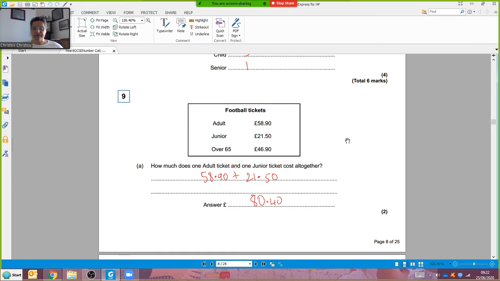Now we're going to do some football tickets. I seem to remember this from Year 7 because they've just done this one. So how much does 1 adult ticket and 1 junior ticket cost? Well, just add them up. You come to £8.40.